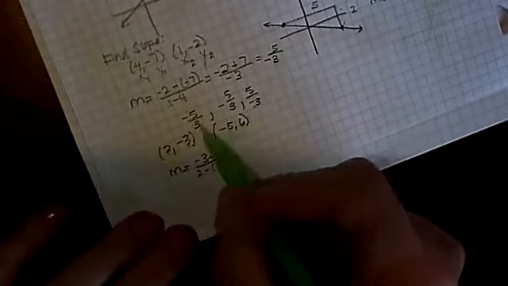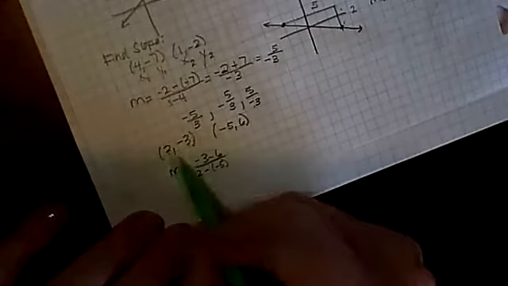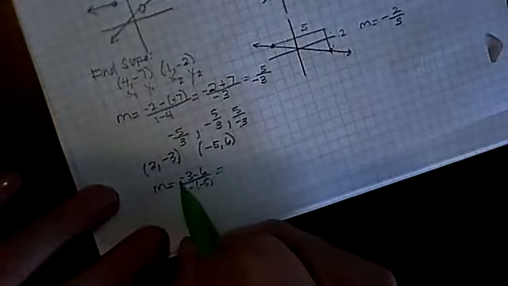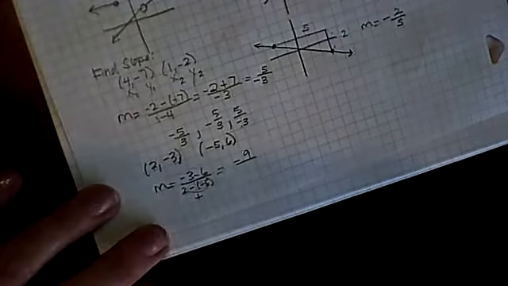I could subtract it either way. I could go this minus this over this minus this, or this minus this over this minus this. But this is our formal way that we do it. If you want to use the y2 minus y1, that's totally fine. Just recognize it doesn't matter which way I subtract them as long as I subtract them both the same way. So here, -3 minus 6 is -9. This becomes a positive, so 2 plus 5 is 7. So -9/7.